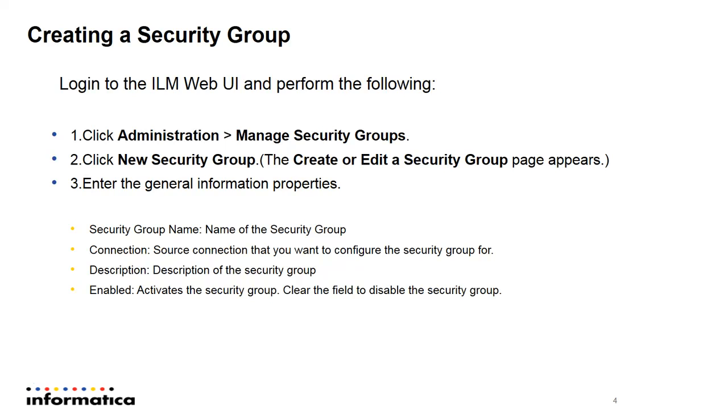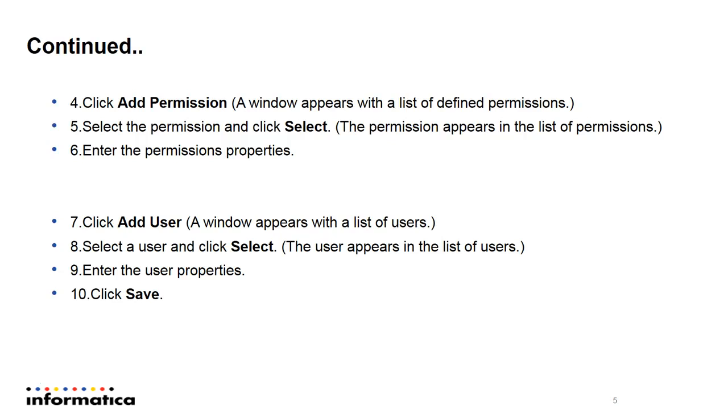Once we click that, the following information will be displayed, like security group name, connection, description and others. We need to enter these details, as well as click on Add Permissions. There we need to add permissions like custom app and entity. One of the options will be there.